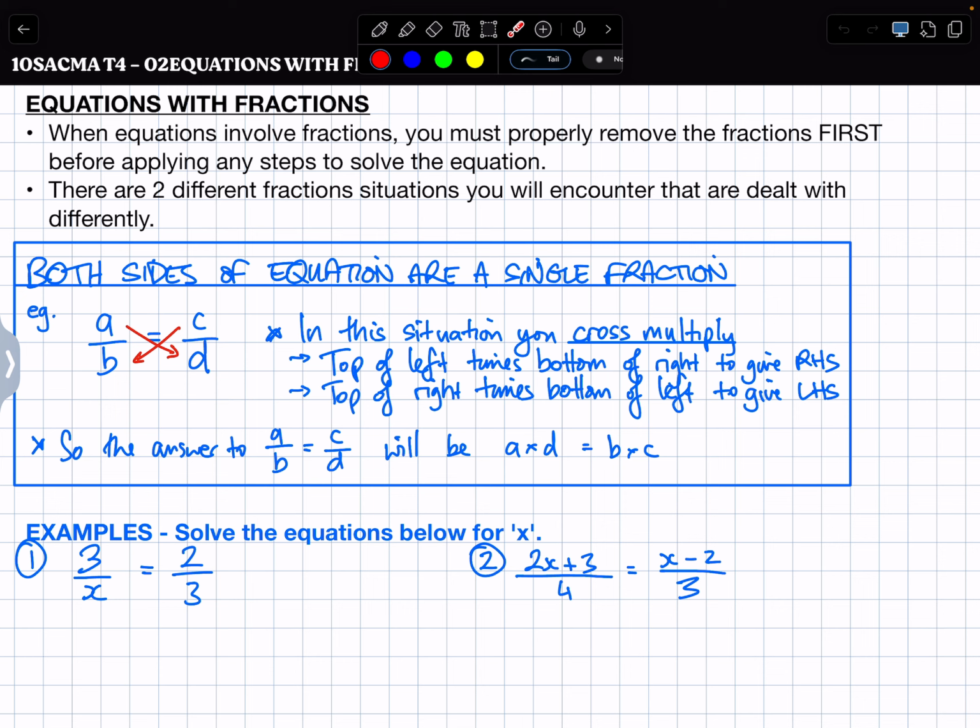It's when both sides of the equation are one fraction. Can you see here that A over B equals C over D? You've just got one fraction on the left equals one fraction on the right. How do we deal with this situation? You cross multiply. That cross multiplication is what these arrows are saying. The top left gets multiplied by the bottom right, and the top right gets multiplied by the bottom left. So your answer is whatever A times D is equals B times C.